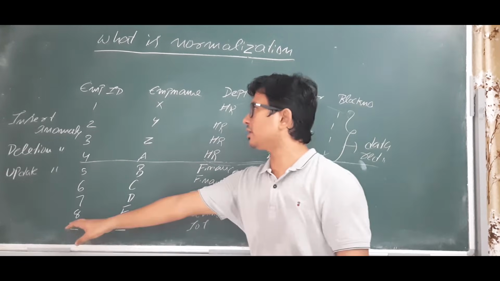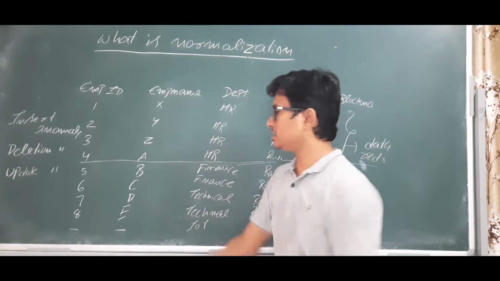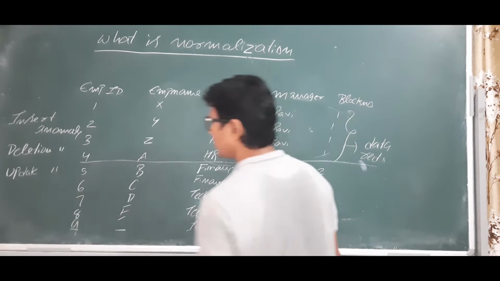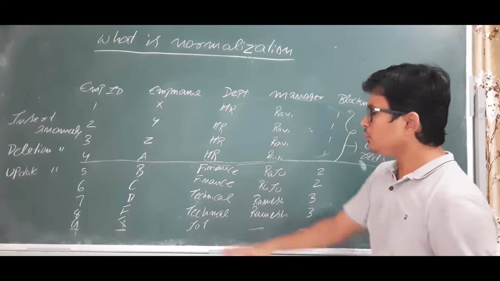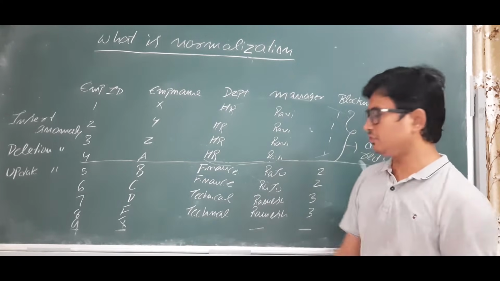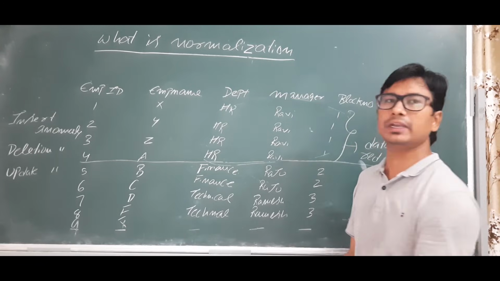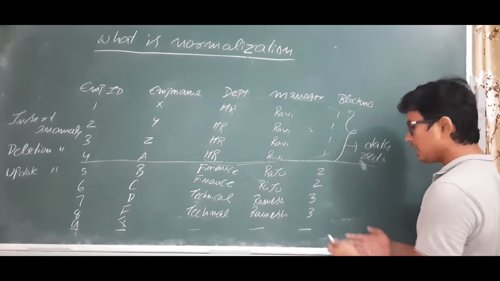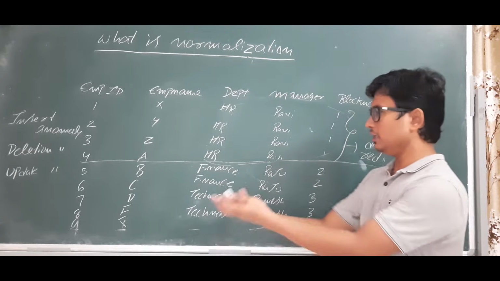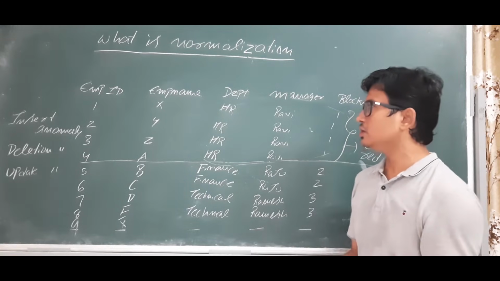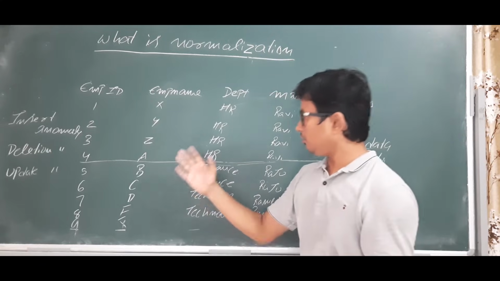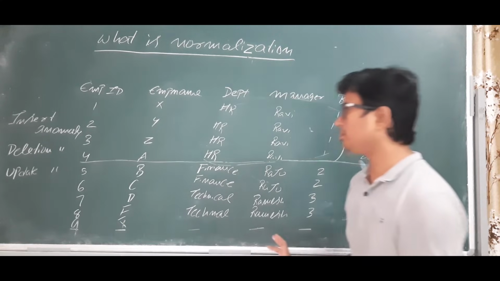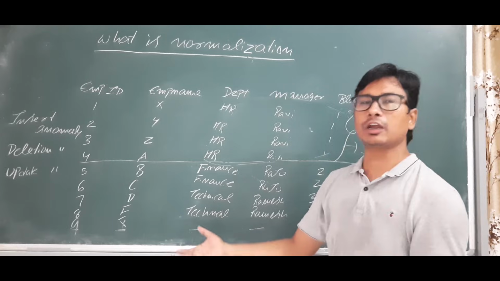Let's take that you have created an employee with ID 9 whose name is X. You have not fixed his department. If you do not fix his department, this will be null, the manager will be null, and the block number is also null, because we don't know in which block he is working. So if you have duplicate entries, we will have the insertion anomaly.